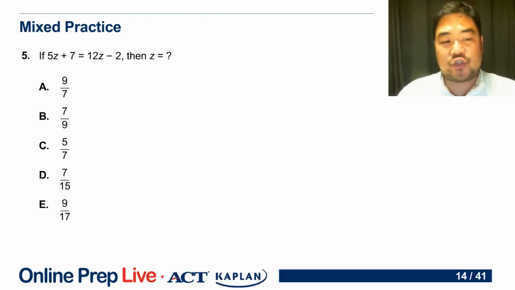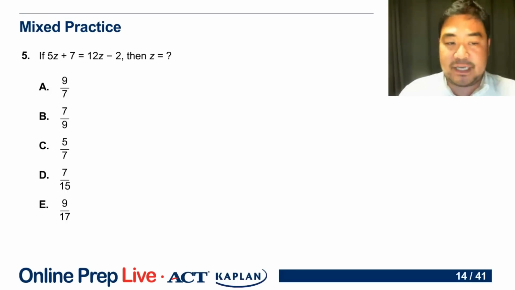Let's take a look at one or two more examples before we look at our next category. Take a look at number 5. If 5z plus 7 is equal to 12z minus 2, then z is equal to what? So we want to find what z is equal to. Type it into the chat.